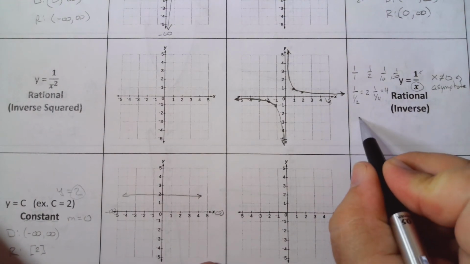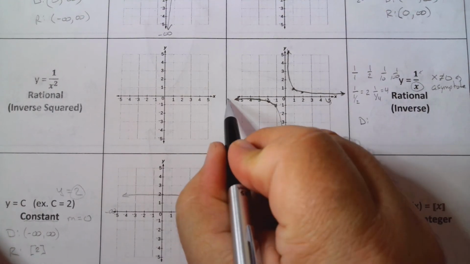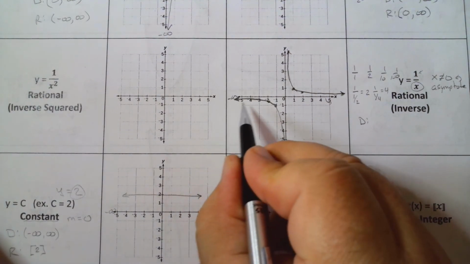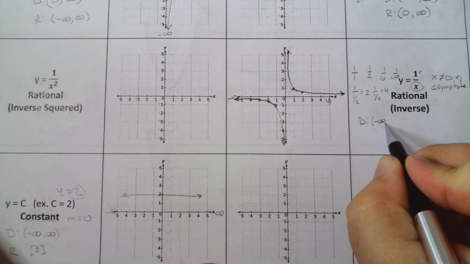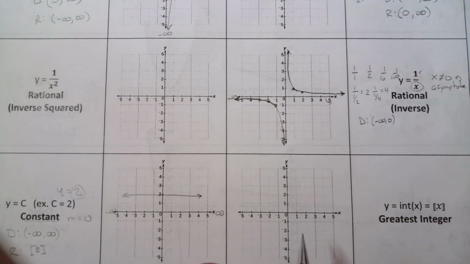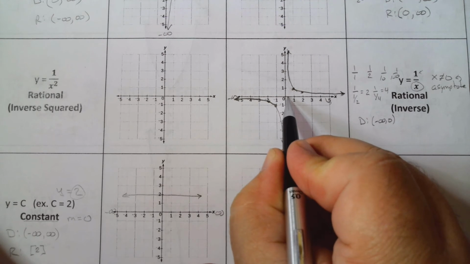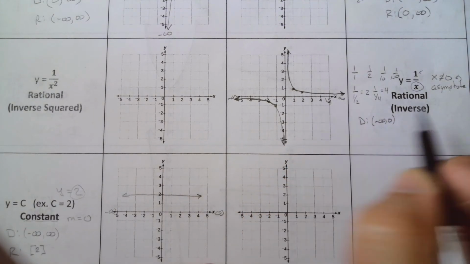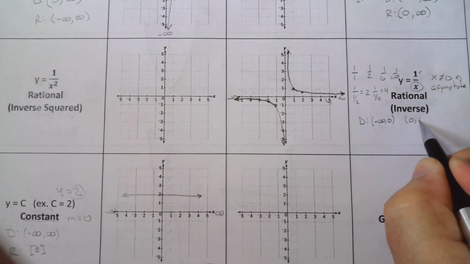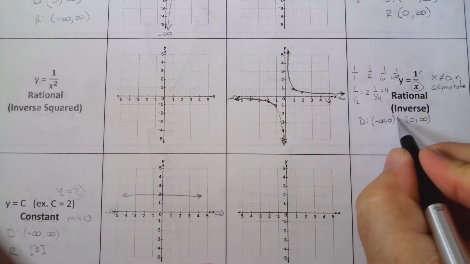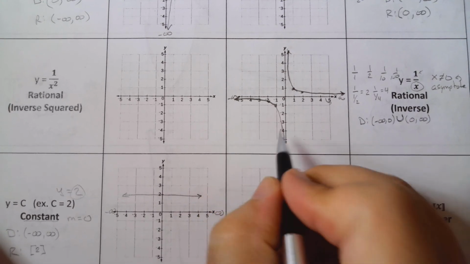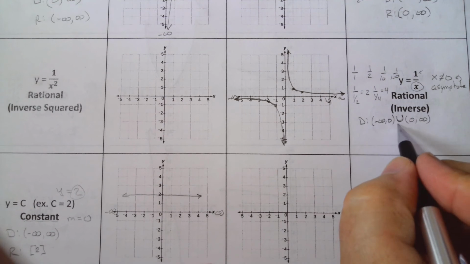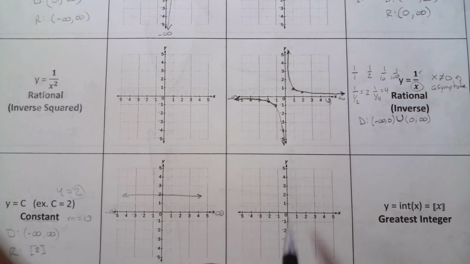So the domain here, x goes from -infinity to very close to 0. Then it starts over here, very close to 0, to positive infinity. And we put a union symbol. That means the answer could be here or it could be here. It's like an or statement.